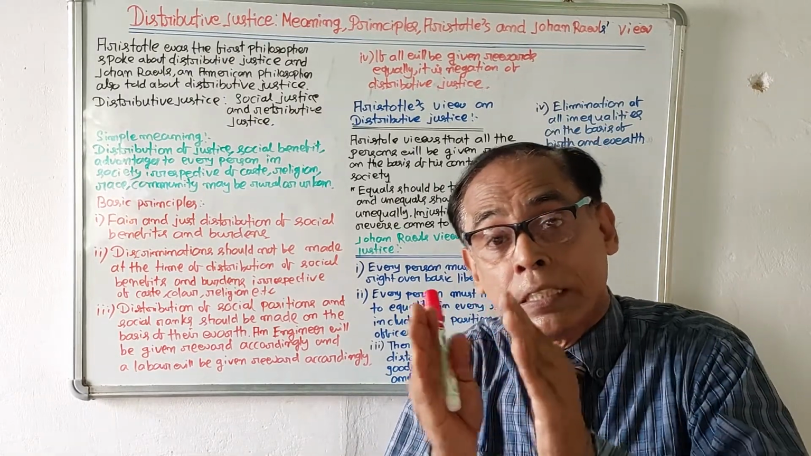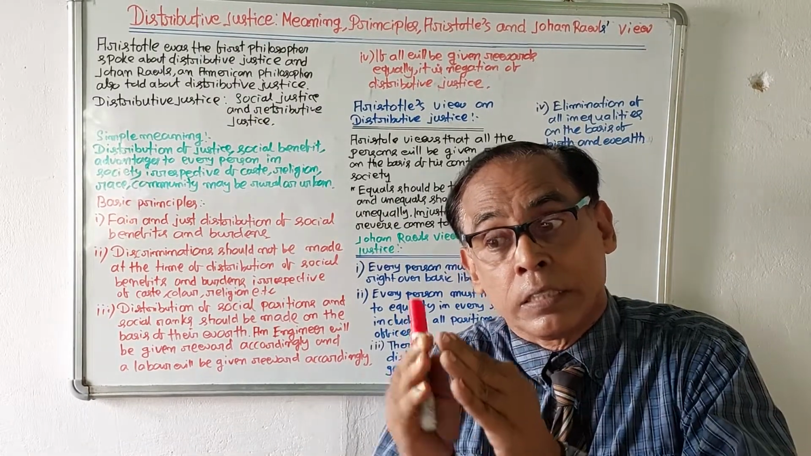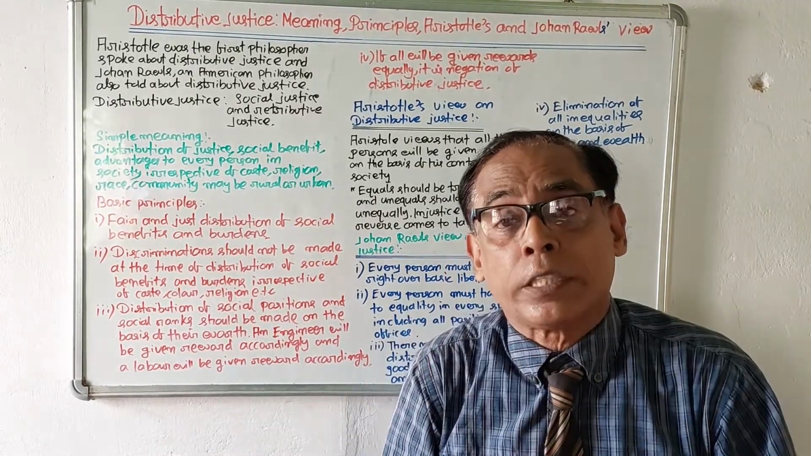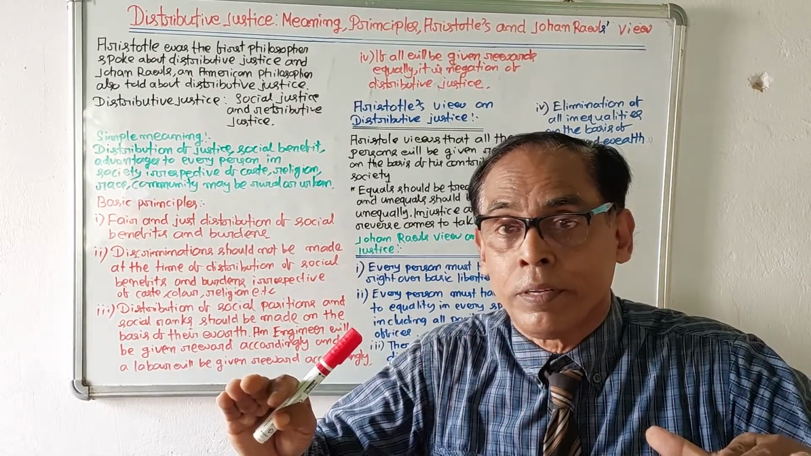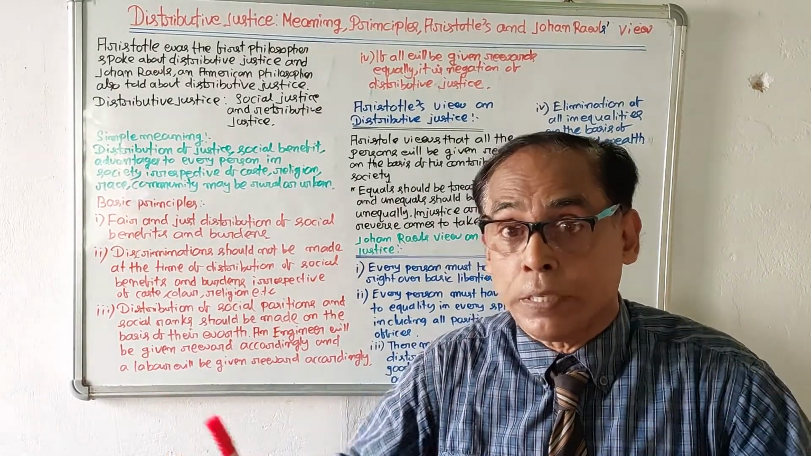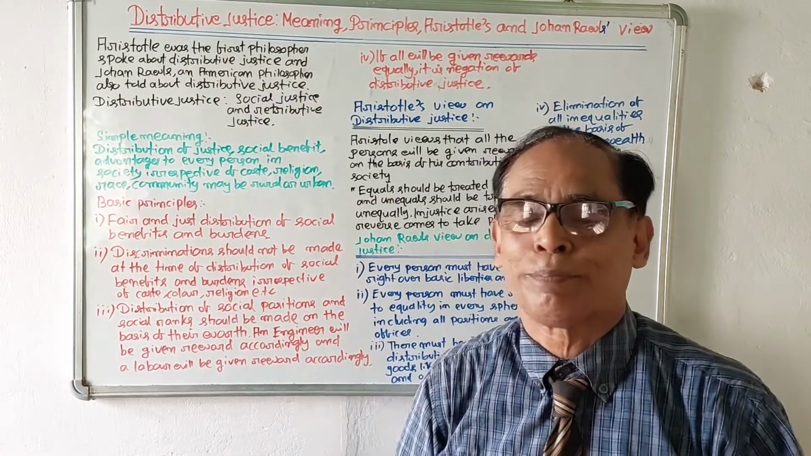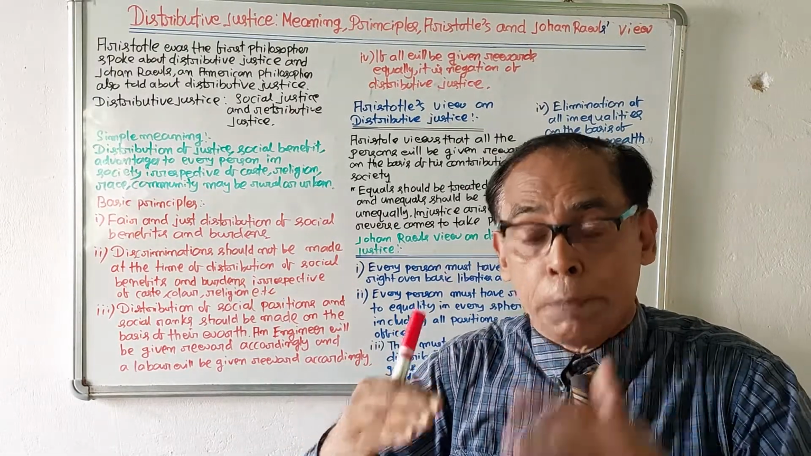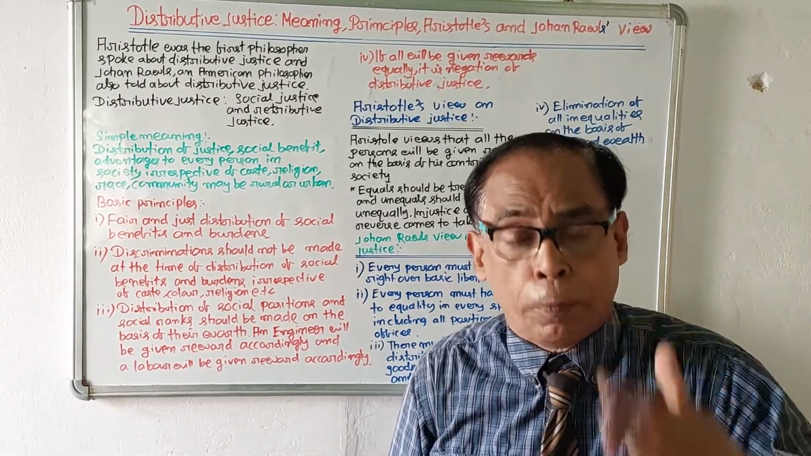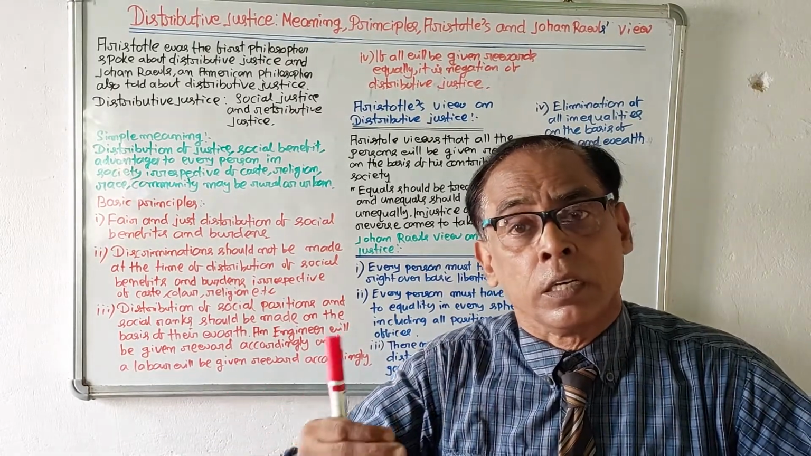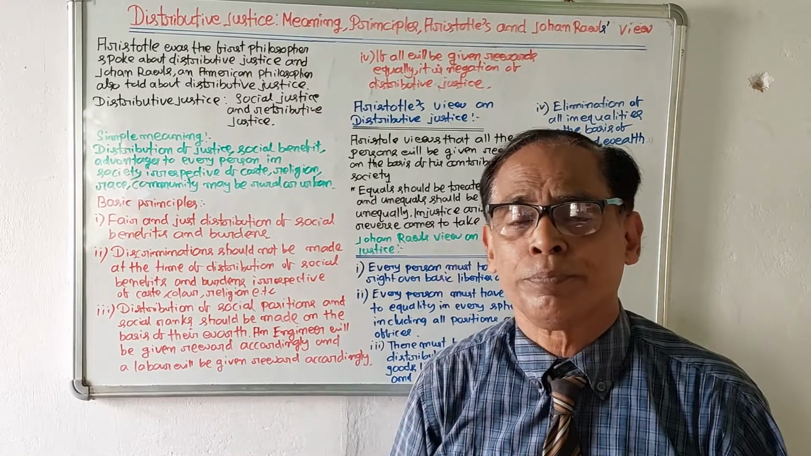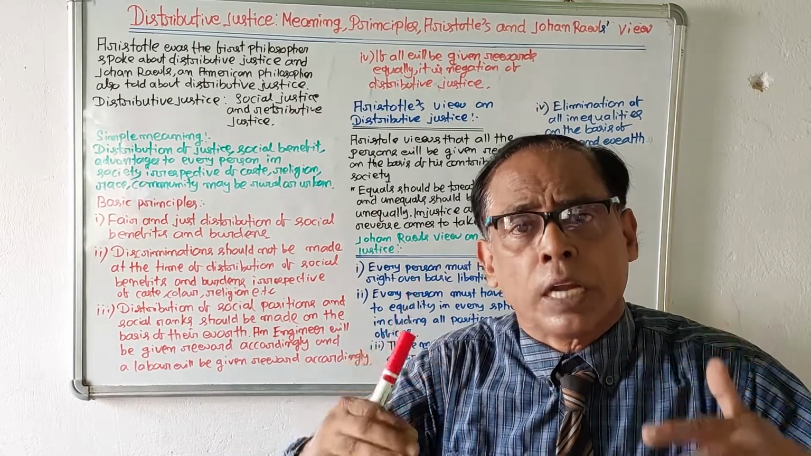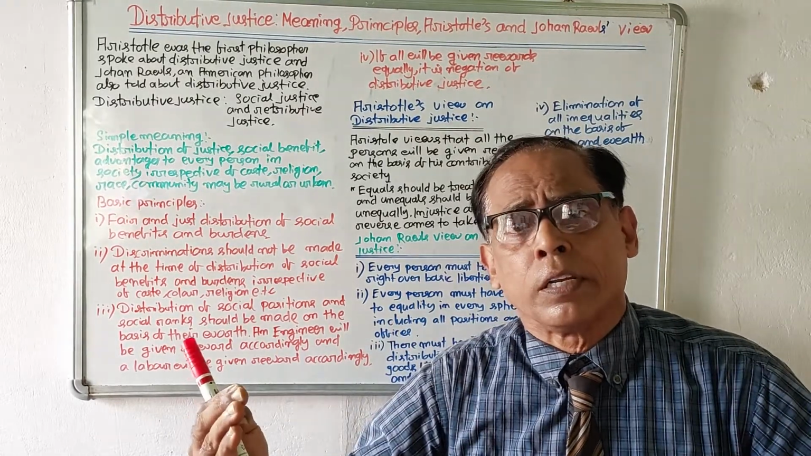Social positions and ranks should be distributed on the basis of the worth of a person, on the basis of the contribution of a person. If a person has much worth and much contribution, he will be given social benefit accordingly. If a person does not have much worth, or does not have much contribution to society, he will be given reward accordingly.